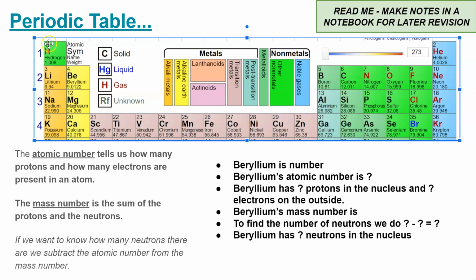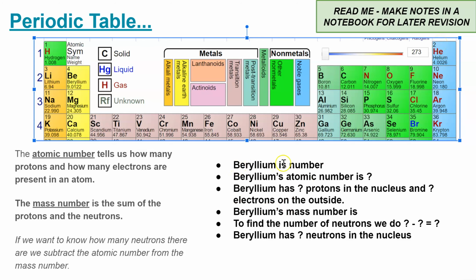So if there is 1 proton and the mass number is 1, that means that hydrogen has no neutrons. For helium, the mass number is 4. Again, rounding up to the nearest whole number. So if the mass number is 4, this is the sum of the protons and the neutrons. So there are 2 protons, so if we do 4 take 2, we end up with 2 neutrons.